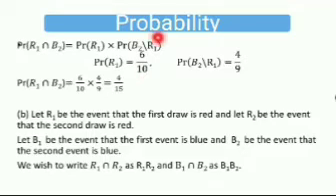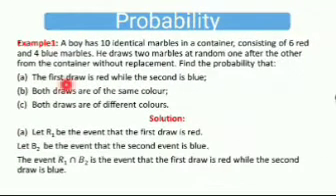Is that okay? That once you have taken R1, it will affect the outcome of B2. Is that clear? So if this one is 6 over 10, this one will be 4 over 9. The new total will be 9 because 1 has been taken already. Now the probability of R1 intersection B2 will be 6 over 10 multiplied by 4 over 9. If you simplify this, you are going to get 4 over 15. So 4 over 15 is the probability that the first draw is red, while the second draw is blue.